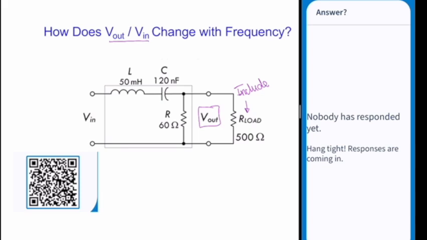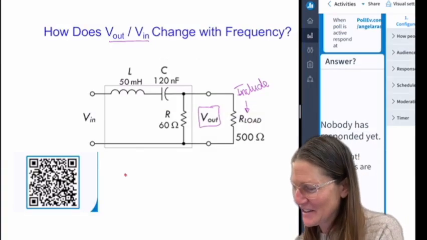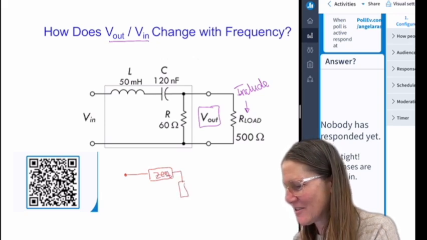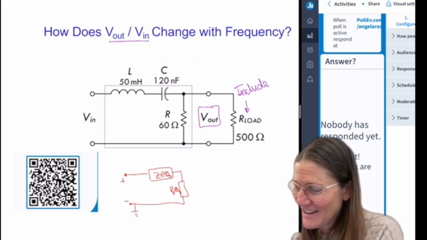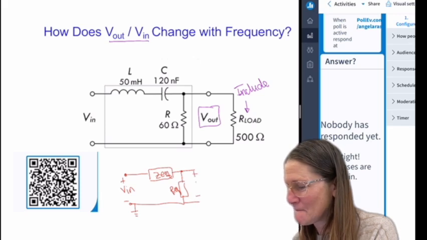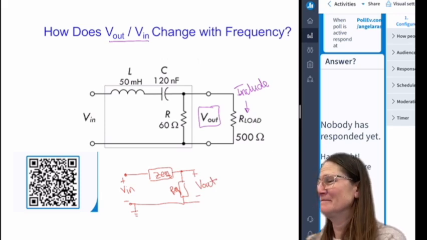How do you start? Okay, a hint. Does this circuit look familiar? Does that help a little bit?